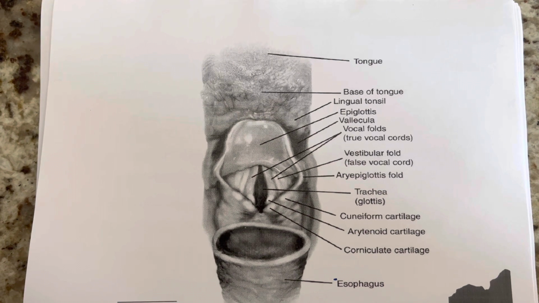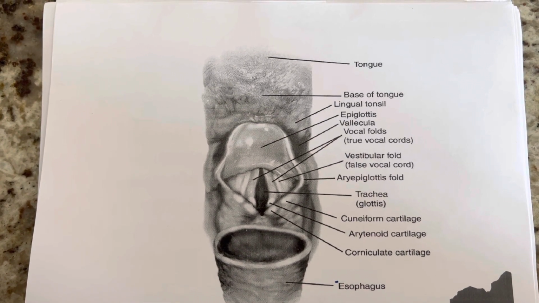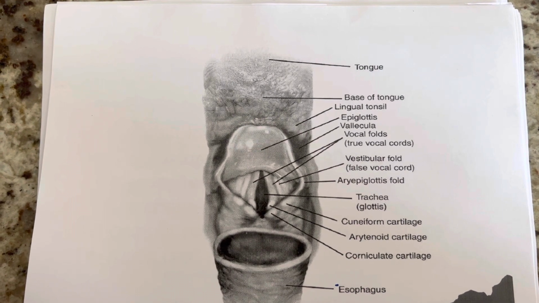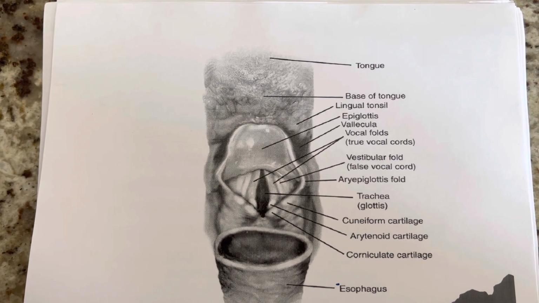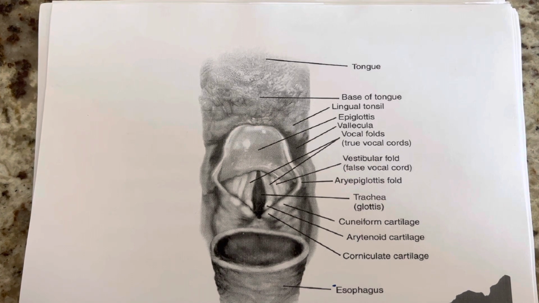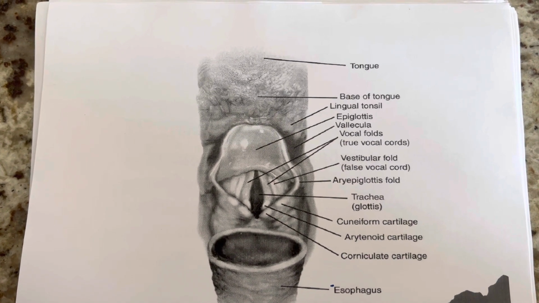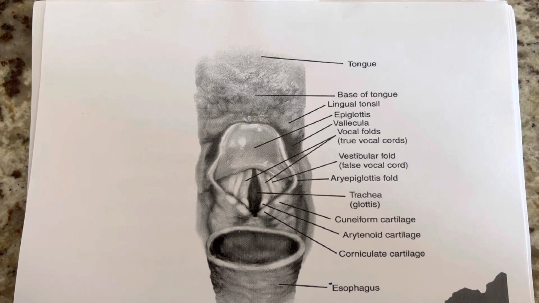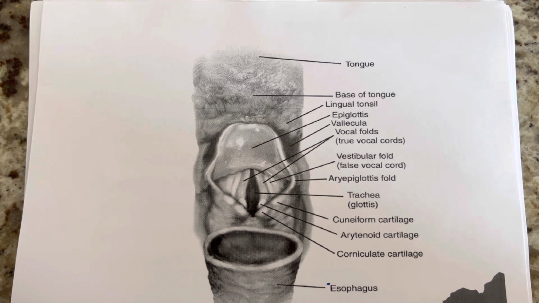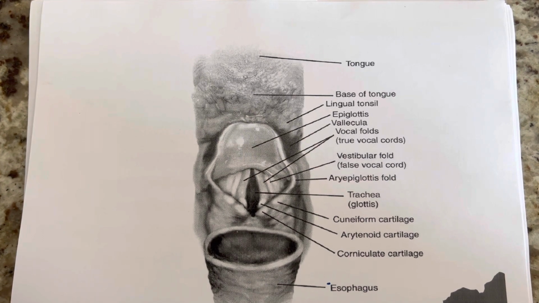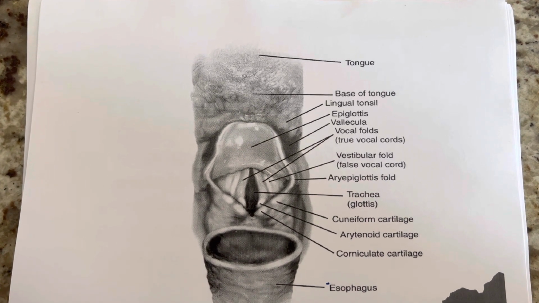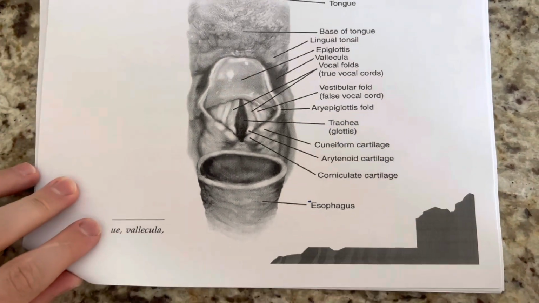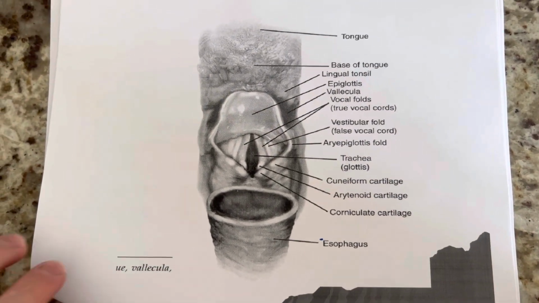This is your esophagus, base of tongue, epiglottis, vestibular fold, vocal cords. Vocal cords are around the main part, then the other ones are false, fake vocal cords. So there's your esophagus.